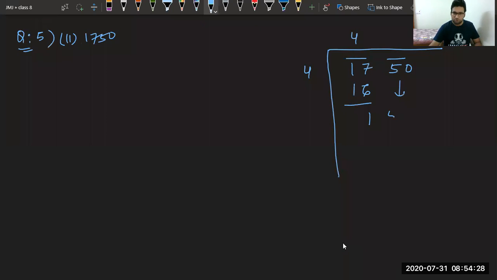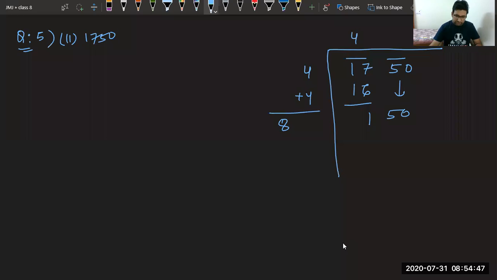50 will come down. Now we will do twice of 4. It becomes 8. Now tell me, which number shall we take? Which number shall we take? All of you, which number shall we take?